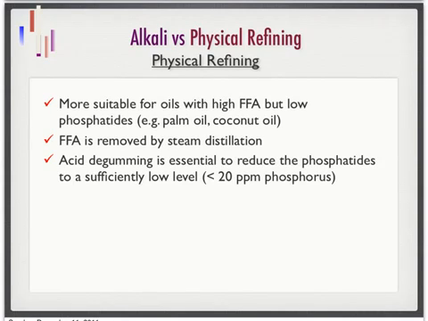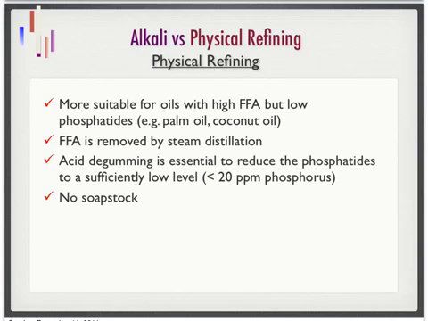But unlike alkali refining, where the degumming step may not be necessary, in physical refining the degumming step is very important. For example, we can use an acid degumming step to reduce the phosphatides, or the gum, to a very low level, usually less than 20 ppm phosphorus. And because we use steam to remove the free fatty acid, no soap stock is produced, unlike in alkali refining, because in alkali refining the free fatty acid is reacted with the alkali to produce soap stock.